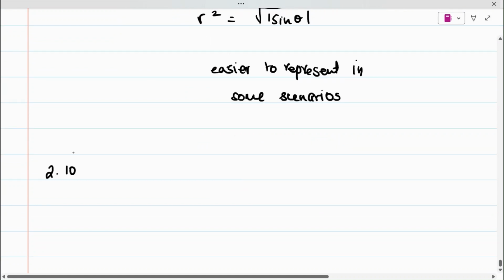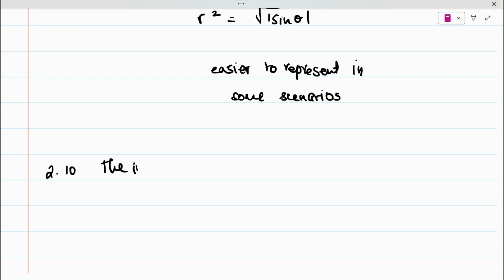So now we come to the integral for area in polar coordinates. That is basically the integral of a radial function.